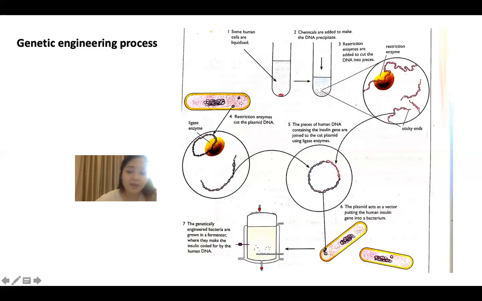Bacteria reproduce asexually. It doesn't need any mate. So from one bacteria like this, it will produce the exact same copy, genetically identical. From one bacteria there are millions of them, genetically identical. We grow them in a fermenter. Once they're done growing, we take them out and harvest the insulin. That's how we get an abundance of insulin.